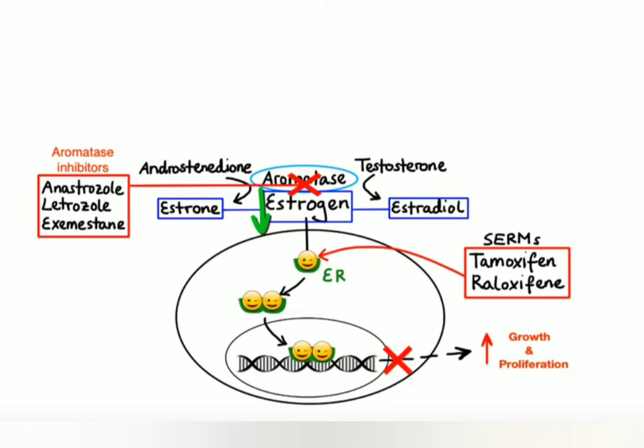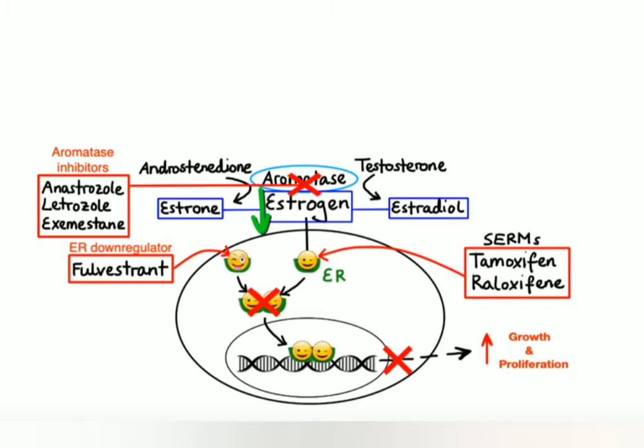Now, the third method is to reduce or eliminate estrogen receptor expression. This can be accomplished with the use of selective estrogen receptor downregulator, such as fulvestrant, which works by binding to estrogen receptor monomers and inhibiting receptor dimerization. This in turn leads to accelerated receptor degradation, thus making the receptor unavailable to estrogen.